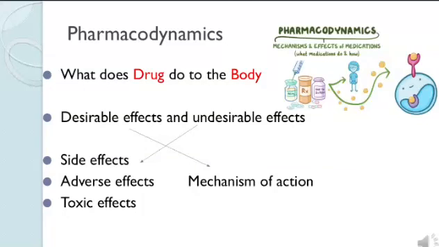So the desirable effect is the mechanism of action, and the undesirable effects include side effects, adverse effects and toxic effects. Side effects are minimal effects which you get from the drug, adverse effects are a little worsening of the side effects, and toxic effects are really toxic when you take the drug in a large amount. So when you talk about a drug's action and effects, then we say it as pharmacodynamics.